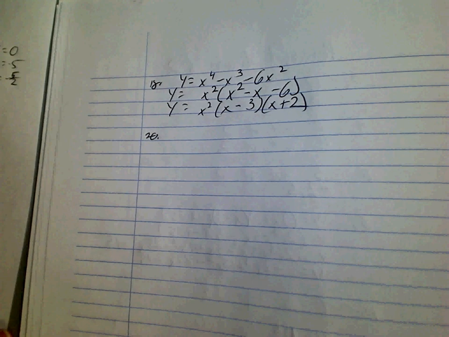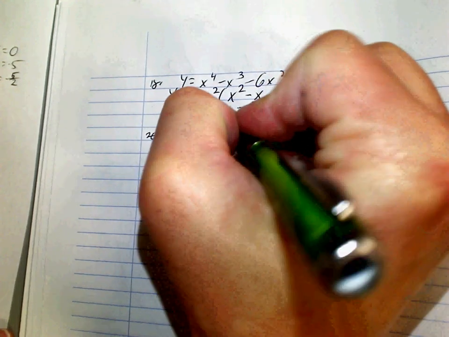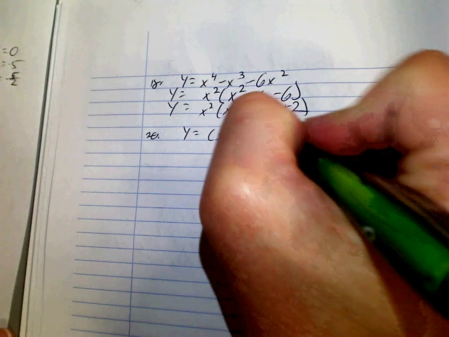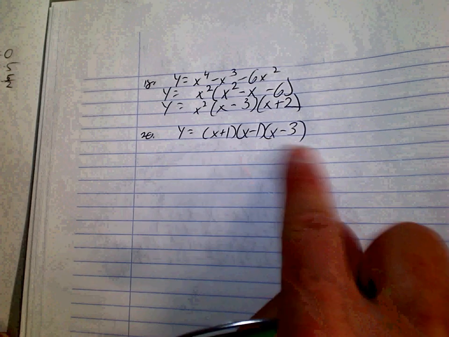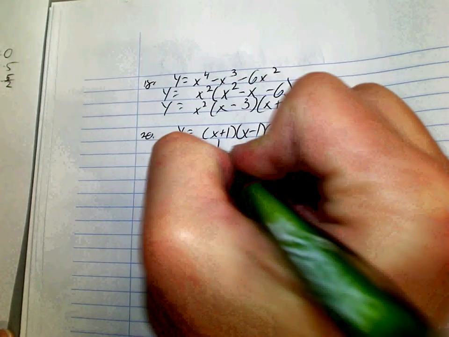Now we'll go to 20. 20 says find the zeros of each function. So the function is y equals x plus 1, x minus 1, x minus 3. This is the easy kind. It's already factored. The zeros are negative 1, 1, and 3.